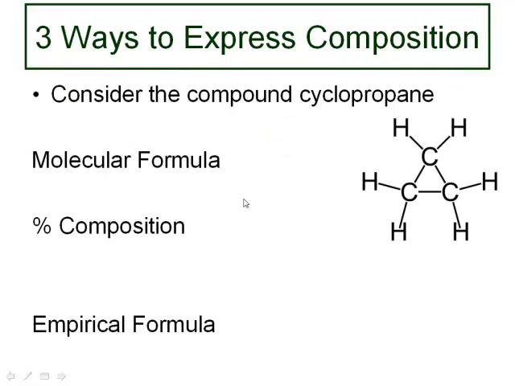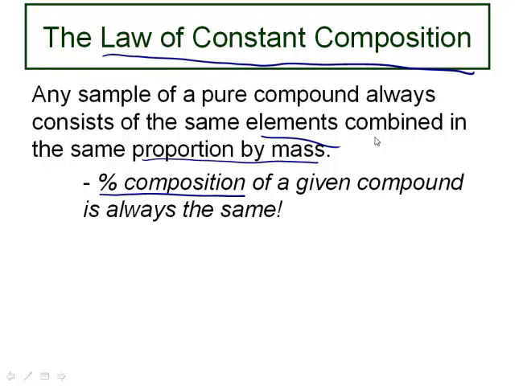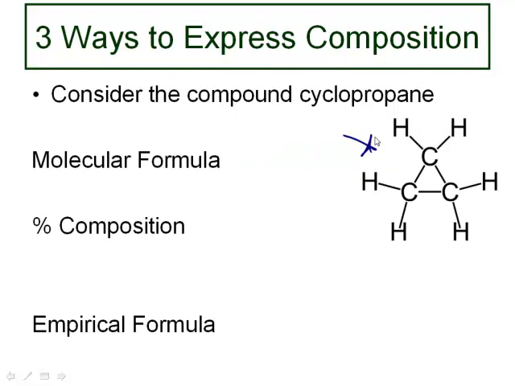So say, for example, if we consider this molecule right here, which is called cyclopropane. No matter where I find this substance on Earth, whether it's in the United States or China or India or where have you, it's always going to have the same makeup. And that makeup can be expressed in different ways. Here are the different ways that we can write this. This is, as you guys will recall, called a Lewis structure, or sometimes called a structural formula.